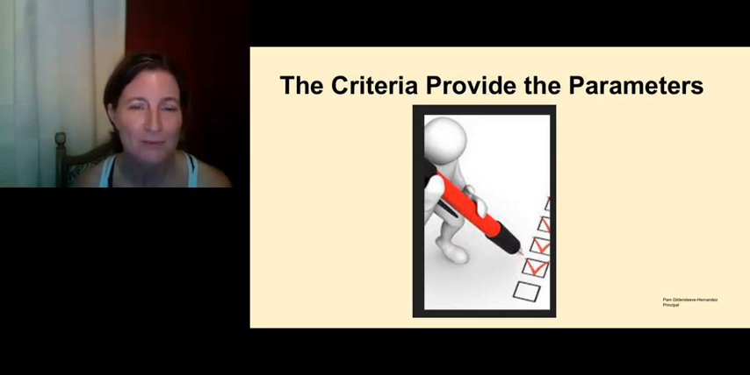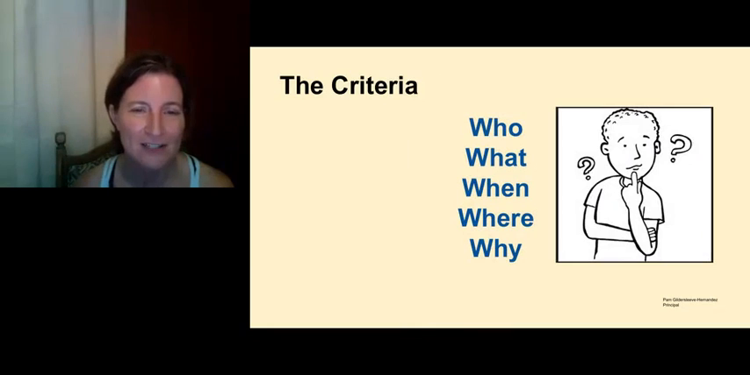The criteria provide the parameters for good baseline data. But what are the criteria? The criteria are the who, the what, the when, the where, and the why.